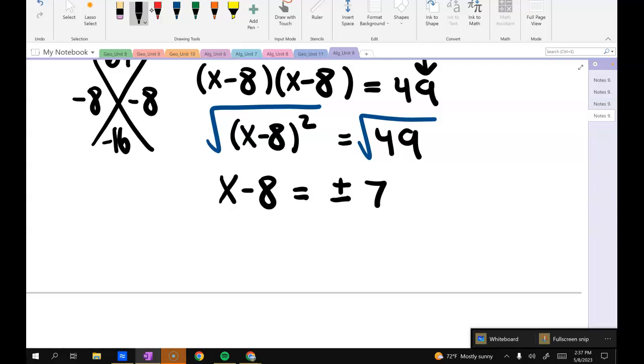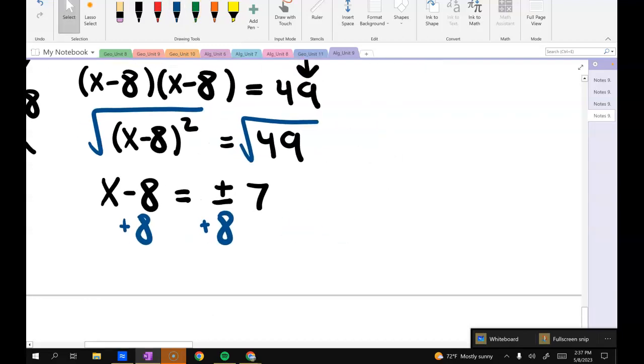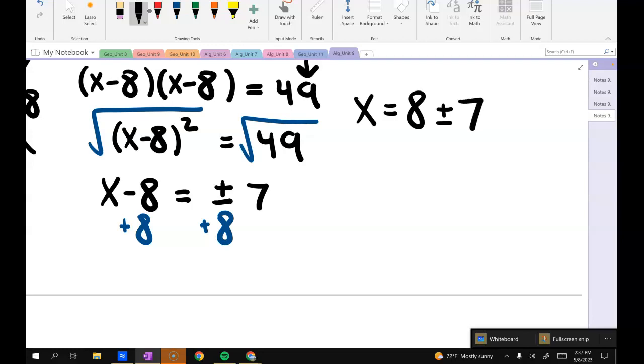So you may think we're done, but we're not, because we're always going to get two answers, and we get two exact answers for x. We can complete another step to get x by itself. We could add 8 to both sides. So add 8 and add 8. This is how you're going to write it: x is equal to 8 plus or minus 7.